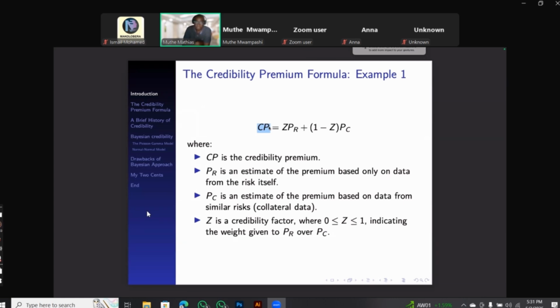So we have that pure premium, and then we are saying the pure premium is equal to a premium based on the data from the risk itself, right? And also we multiply with the PC, which is based on the collateral data, right? Which can be from the general industry experience, can be maybe experience ya Tanzania nzima, si ndio? From the risk itself, tunamaanisha inawezekana ni kutokana na information ya same policy, kama ni company under that same company. And then we have Z, the credibility factor. So this ranges between 0 and 1. This is the weight. So how much weight do you place on one over the other? Si ndio?